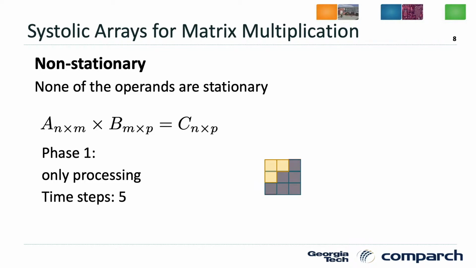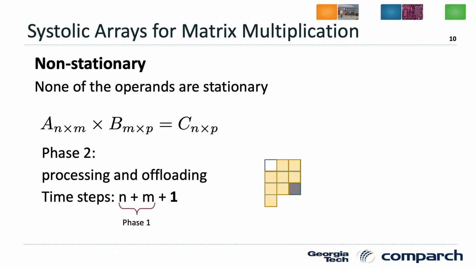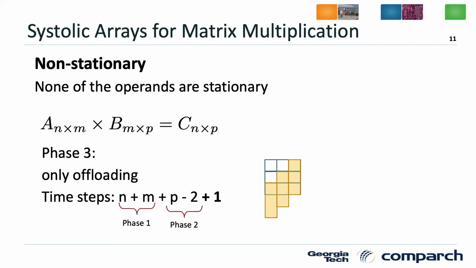The systolic array keeps doing it until it's time to offload the output from the MAC units, which takes n plus m time steps. After phase 1, we can start offloading the output elements, the first time step of which can be overlapped with phase 1. Then, in phase 3, we only offload, which takes n time steps in total.